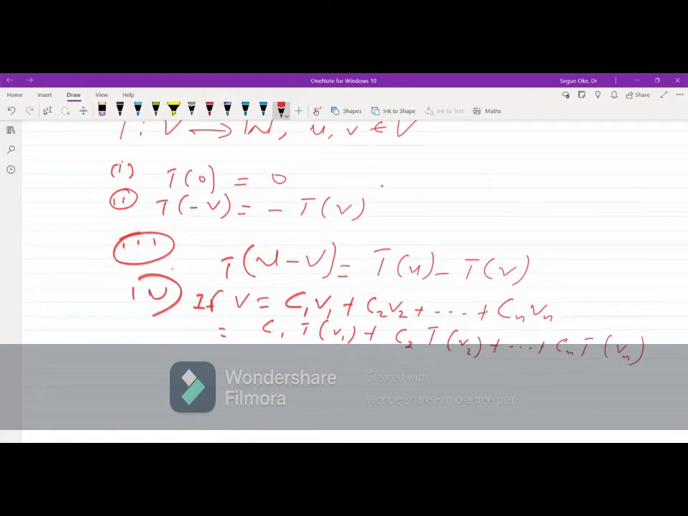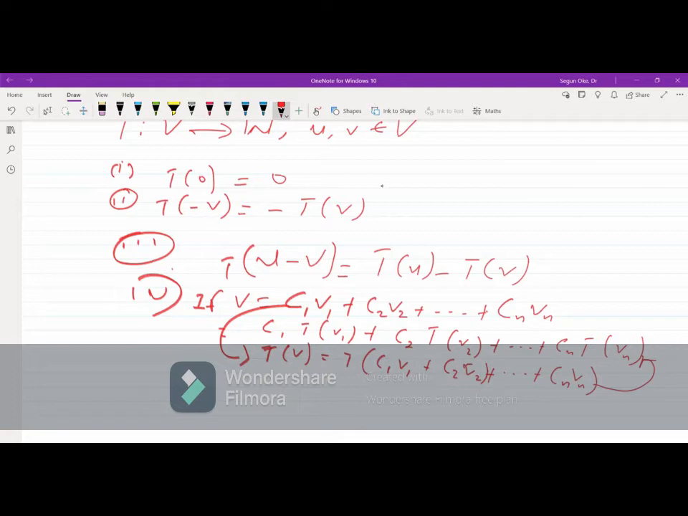So what this is saying is that, don't forget, before I put this one, we already introduced our T. At this point, we already introduced T of V, which says T in bracket C1 V1 plus C2 V2, plus Cn Vn. So this particular one leads to this one.